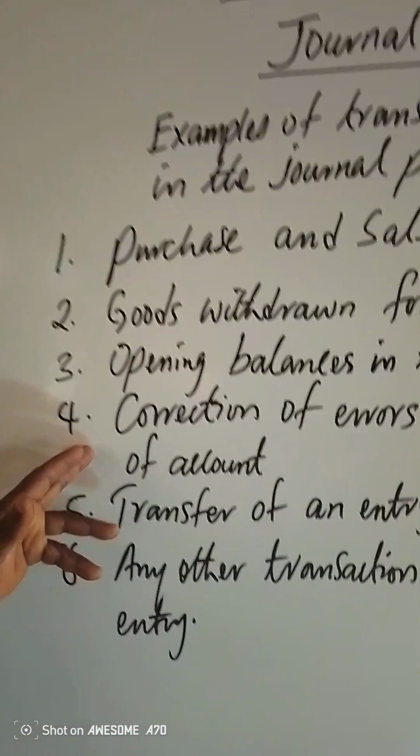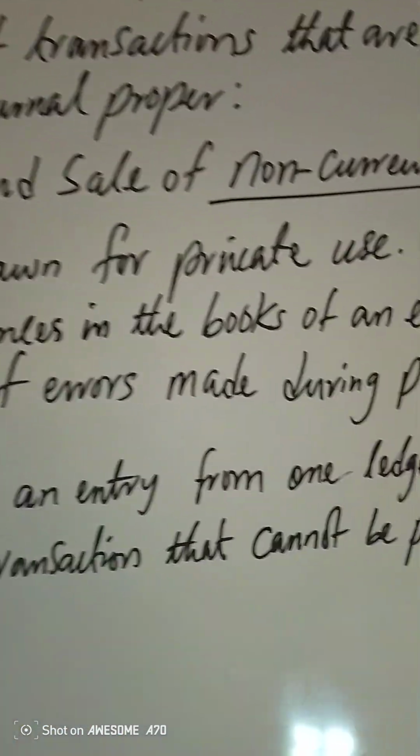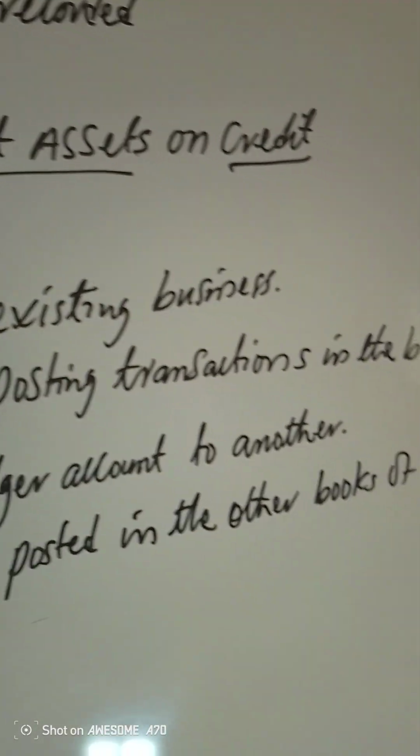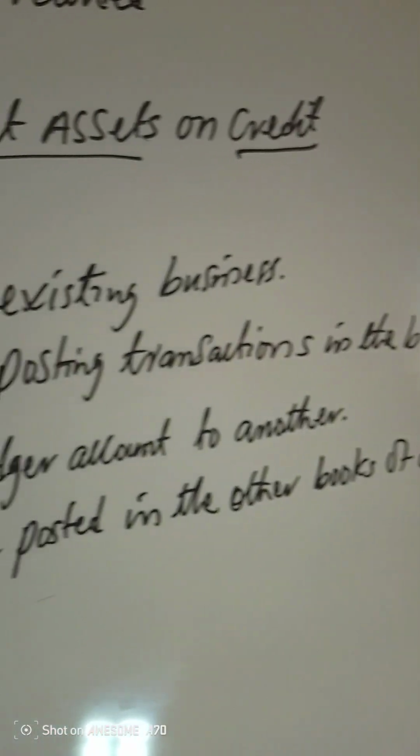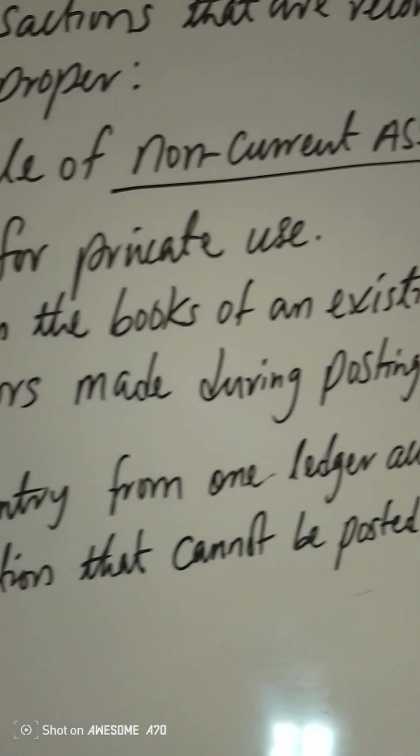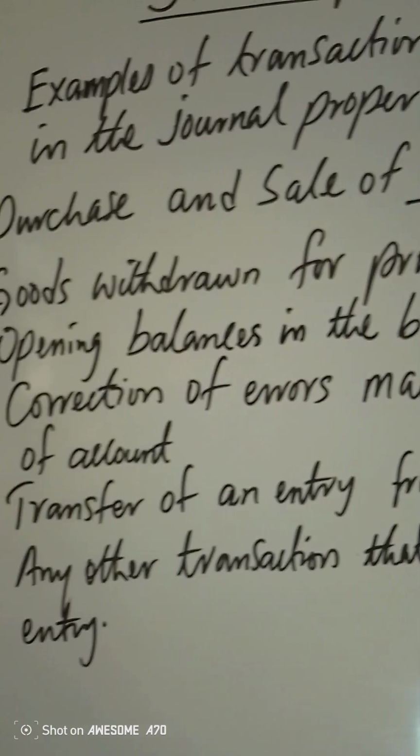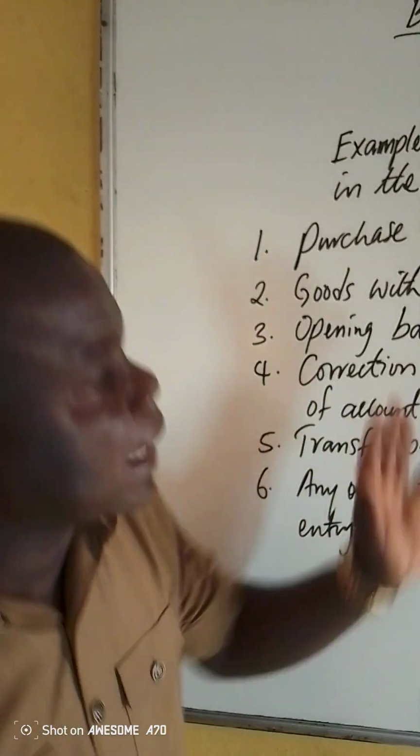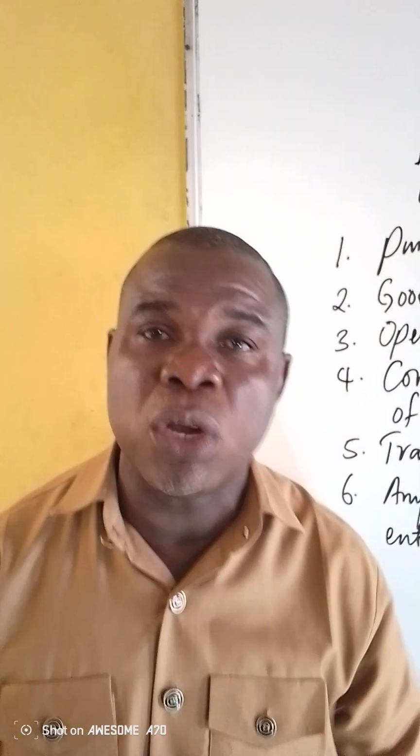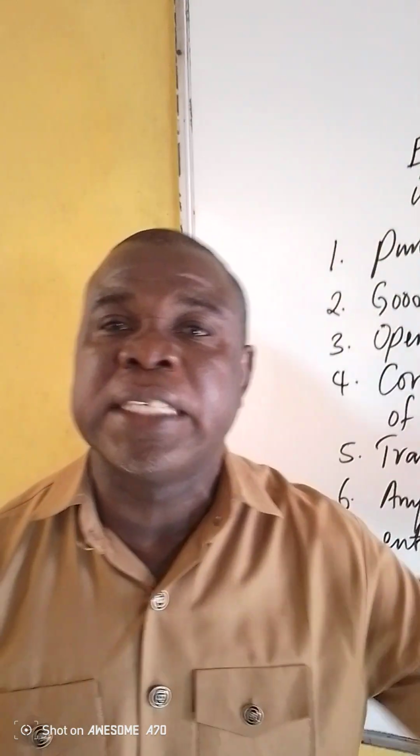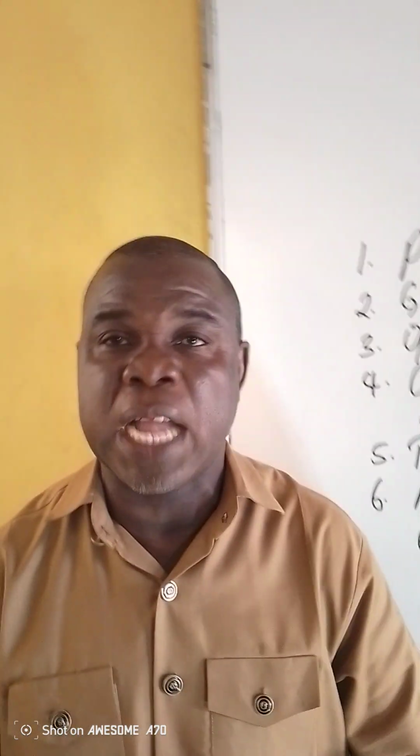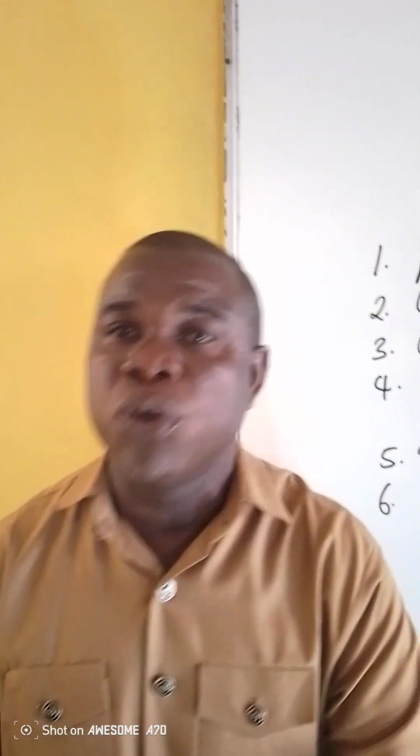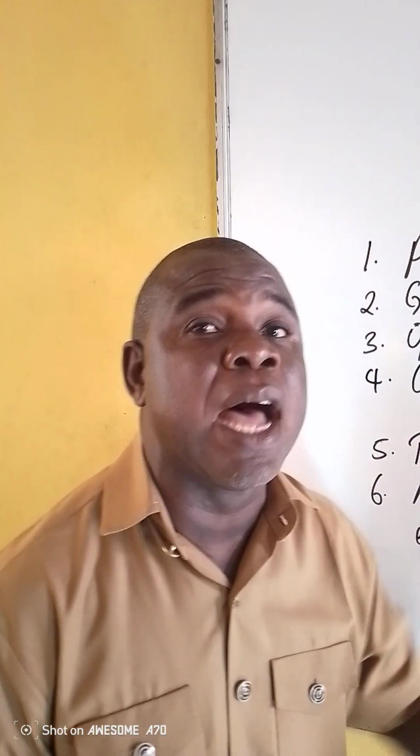The next one is correction of errors made during posting of transactions in the books of account. It is possible that when the accountant or the bookkeeper is recording transactions, as a human, he may commit errors. So such errors are corrected in the journal proper. You are not to go and cancel an error committed in the books. It's an offense. If you cancel, it becomes fraud. Therefore, for any error committed, leave it and then go and correct such error using the journal proper.